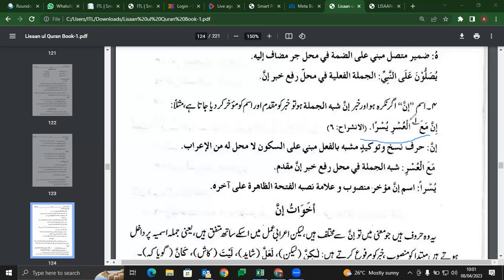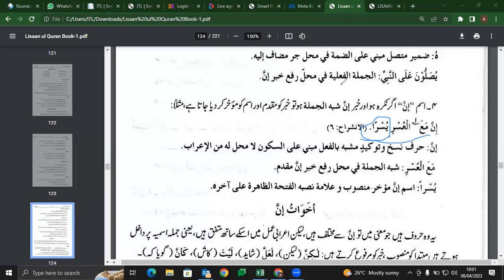Actually, even that I'm wrong. This was actually inna yusran ma'a usri. That's how it was supposed to be. You see this one here? Write this down. You see this one here? This is nasab. It's in nasab state. So write inna and then write yusran ma'a usri.